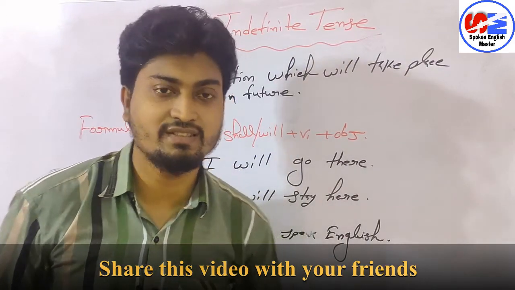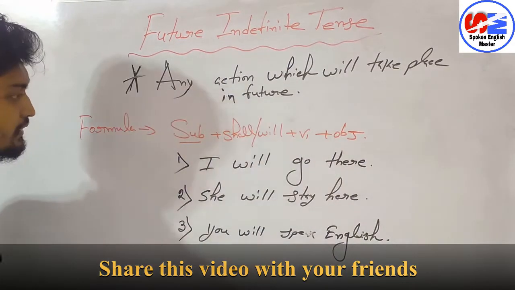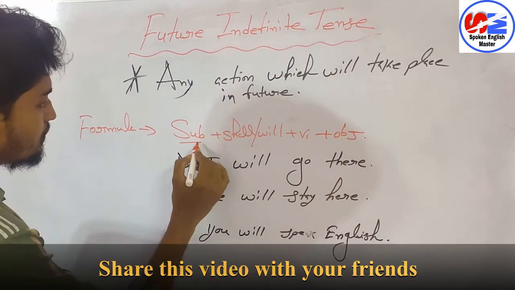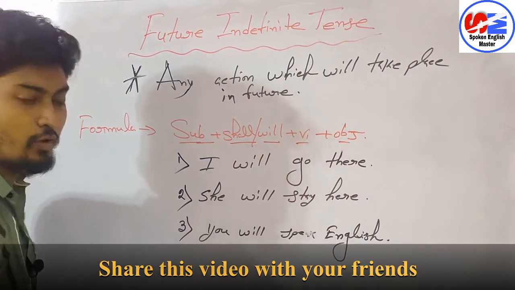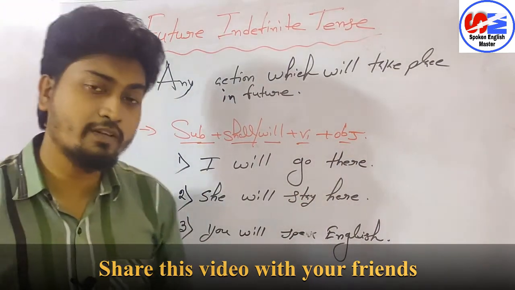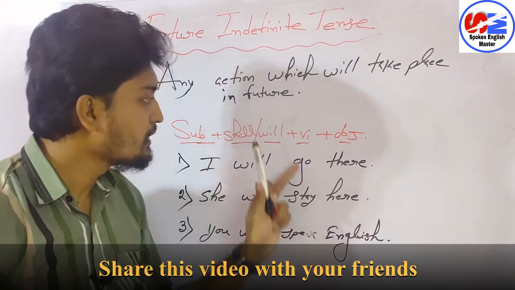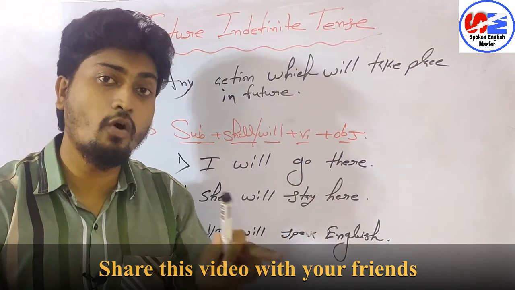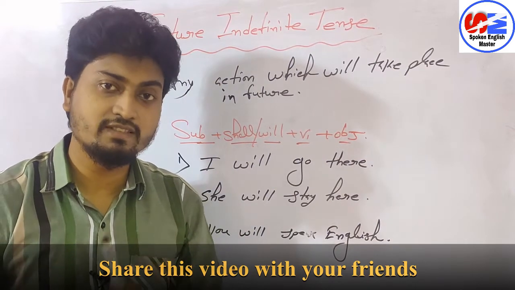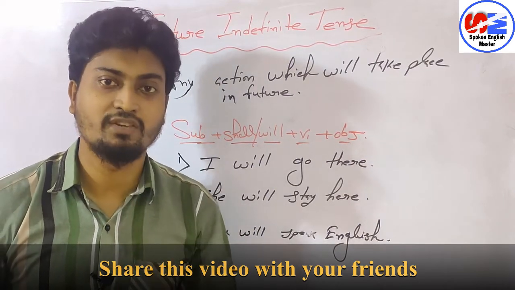Let's have the formula first. See students, this is your formula: subject plus shall or will plus V1 plus object. If you don't know what V1, V2, V3 are, I am telling you. V1 means base form of the verb. I have made a separate video on verb. If you want to watch that video, you can go to the playlist and watch it also.